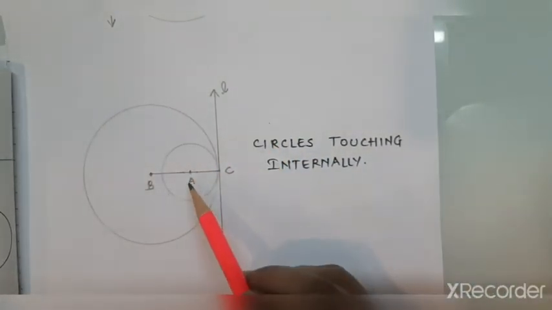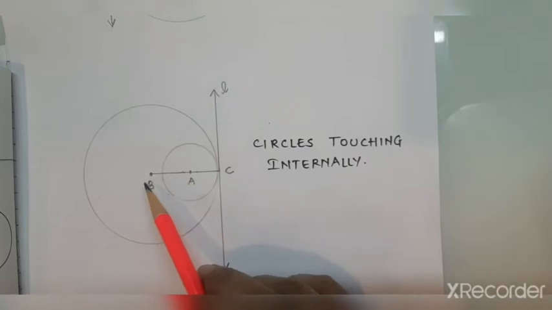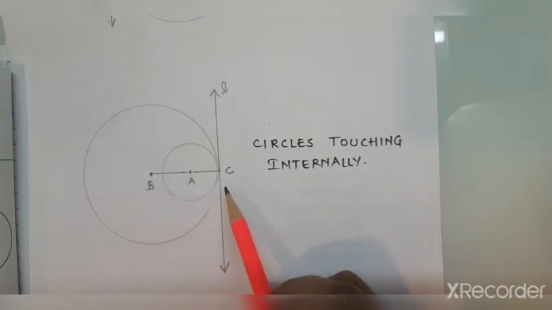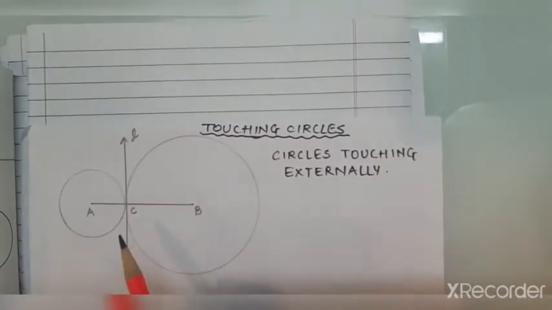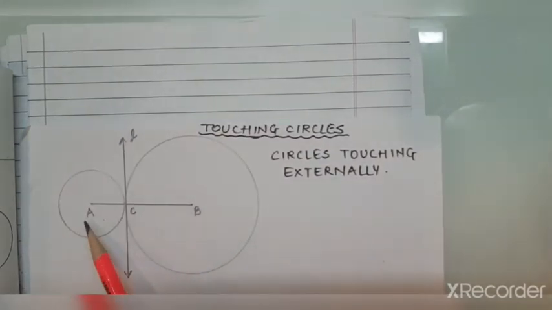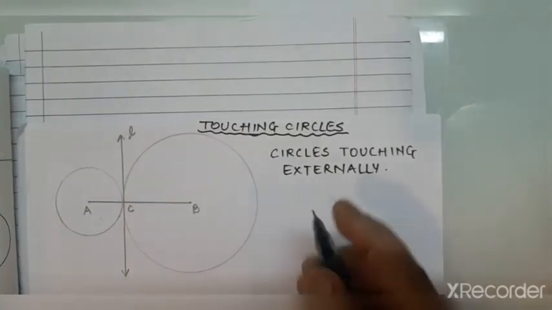Here you will see that point A, point B and point C, they are all in a straight line. Even here, when the circles touch each other externally, point A, point C and point B, they are all in a straight line. Here, if we have to write the betweenness, we can write the betweenness as A-C-B.